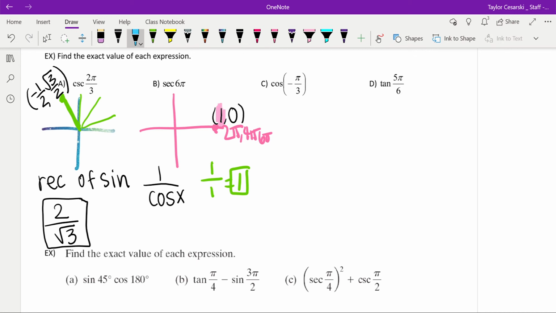All right, cosine of negative pi over 3. All right, so this one's a little bit trickier because you have to go backwards. So negative pi over 3. So remember that's 2/6. Okay. So normally 2/6 would be up here because 1/6, 2/6. But instead of going up, I'm going to go down. So negative 2/6 or negative 1/3 would be down here.